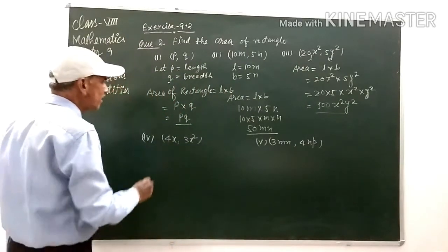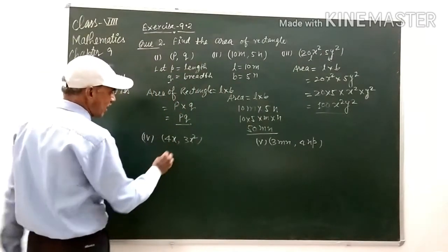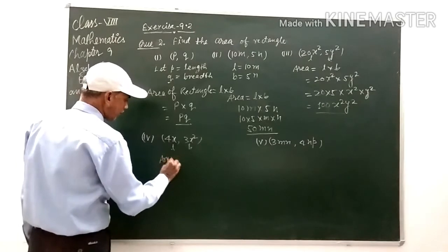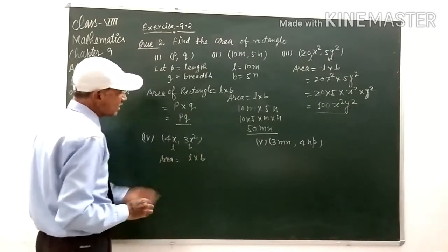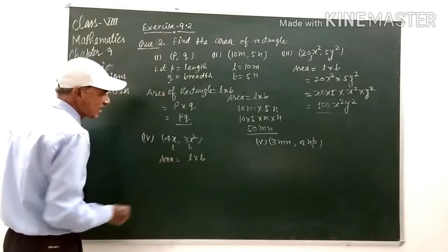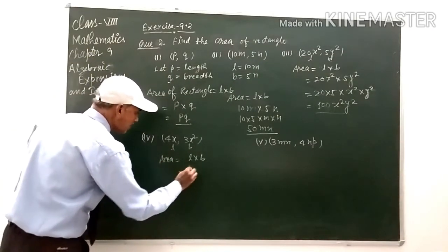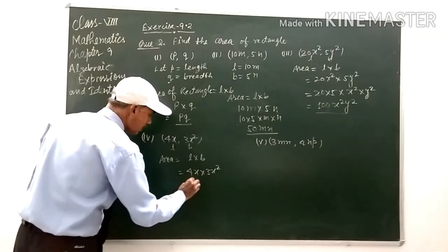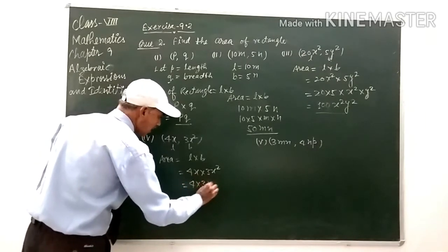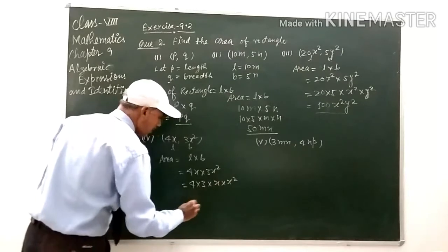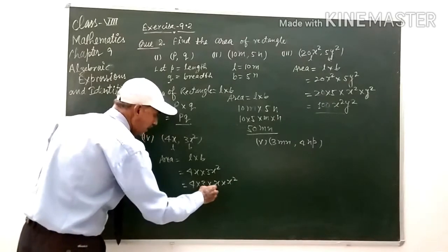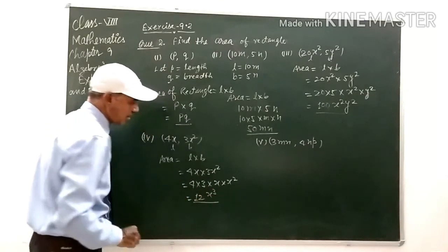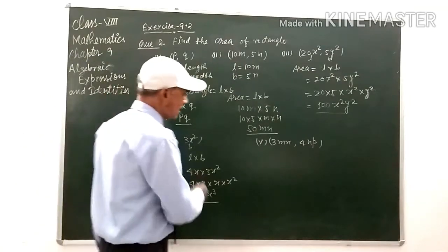And fourth part, that is 4x and 3x square. Take this one length and this one width. So area is L into B, because it is a rectangle, therefore area is length into width. So that is 4x into 3x square. So take the numbers first, 4 into 3 into x into x square. Okay, 4 threes are 12, and x into x square, that is x to the power 3. This is the area of this rectangle.